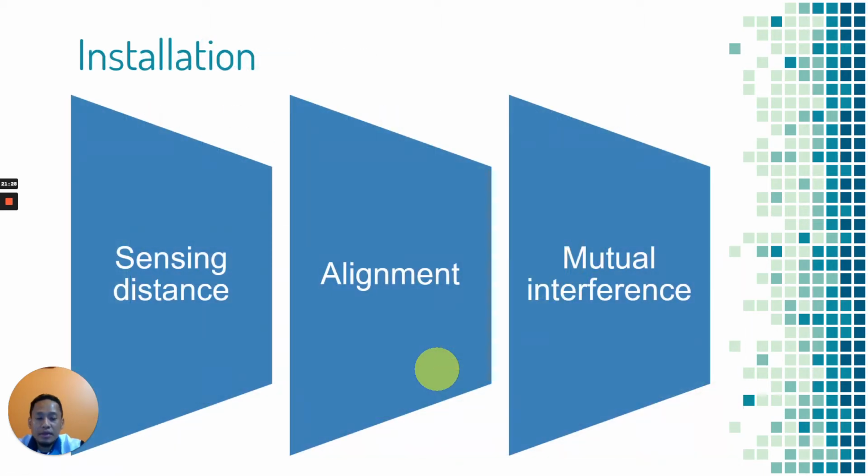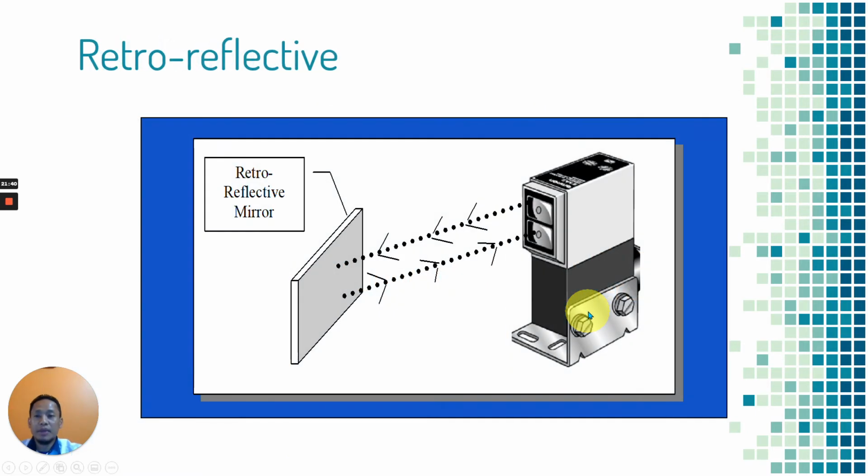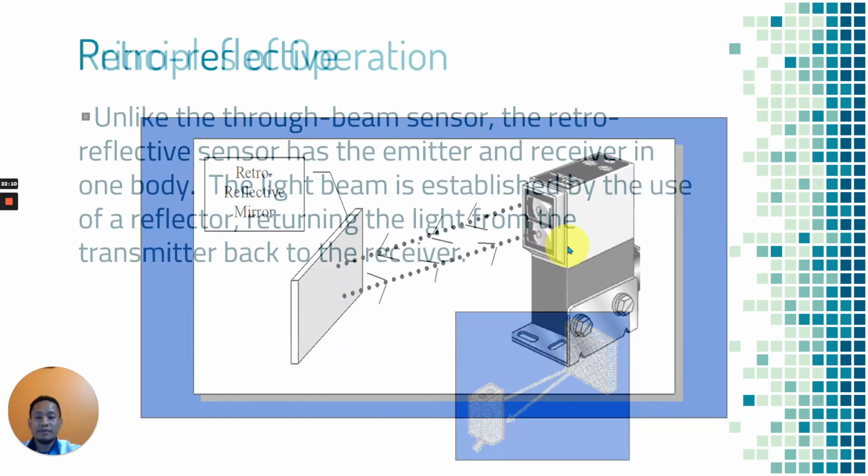And then this is the technique for how to install the sensor. It depends on the sensing distance, alignment, and mutual interference, as I mentioned before. So for example, for the retroreflective mirror, some of the sensors have only one unit, with the emitter and receiver in one sensor. So they are using a retroreflective sensor. It emits and receives by using only one sensor.